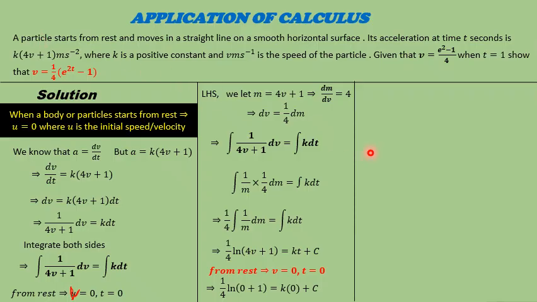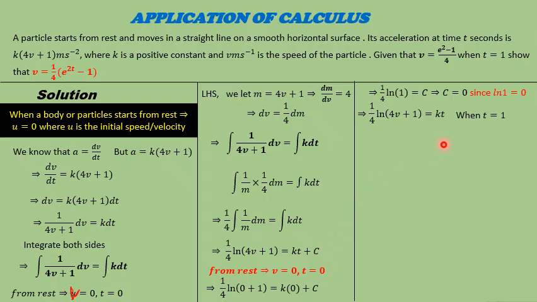Okay, so that is it. Now since we have substituted this, we will be left with 1/4 ln 1 equal to c. If you take your calculator and input ln 1, you notice that ln 1 is just equal to 0. So at the end of the day, our final equation now will be 1/4 ln of 4v plus 1 equal to kt, since the constant of integration is 0.